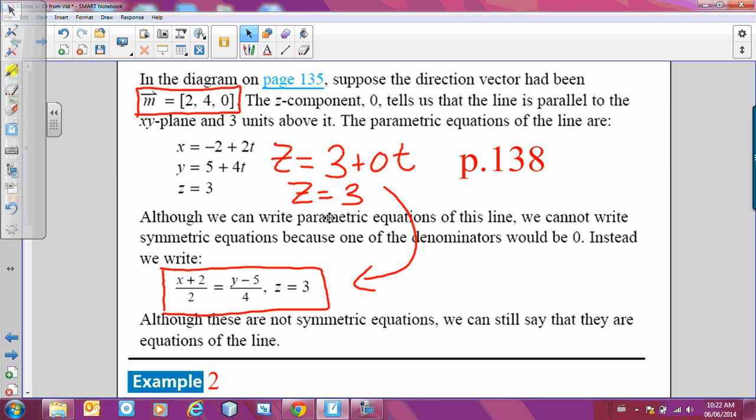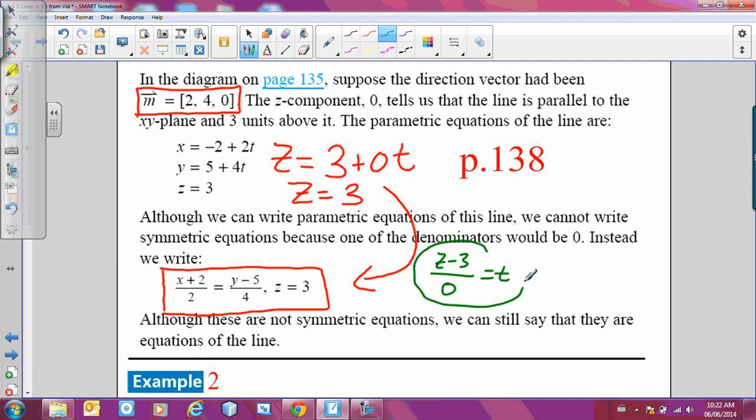Because of that, we can't really write this as a symmetric equation. If we think about what we would do when we rearrange this equation, what we would try to do is subtract z minus 3, and then of course we would divide through by the 0 to get our t-value. And clearly this is something we can't do because of the division by 0. Okay, so that's what this explains here.